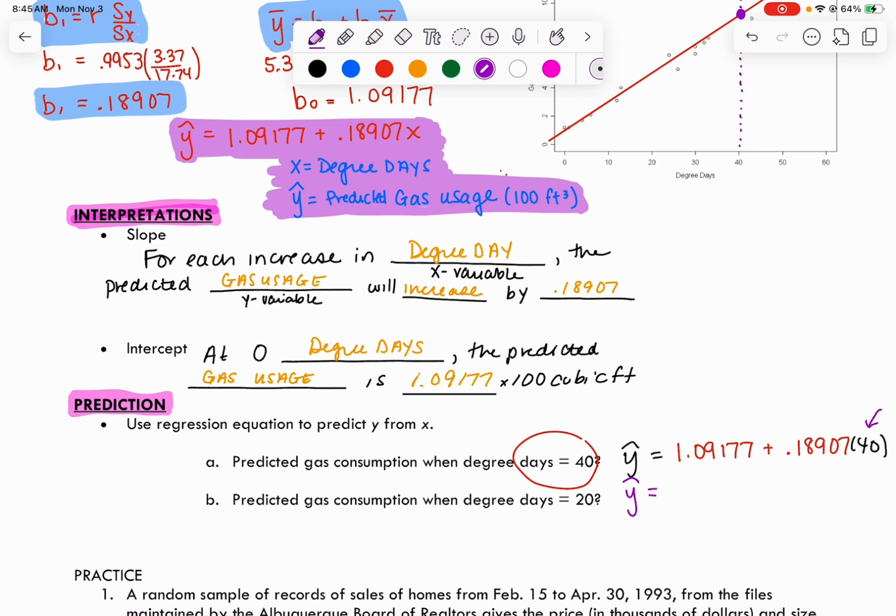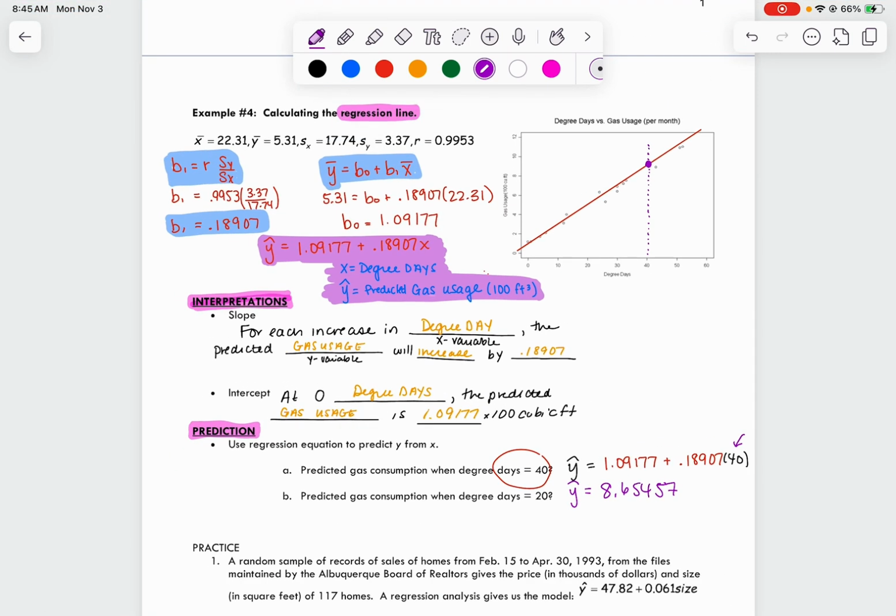So in this case, I'm just going to get an actual value for you. Hold on one second. There we go. We have 1.09177 plus 0.18907 times 40. This turns out to be 8.65457. Remember, 4 decimals is the standard.